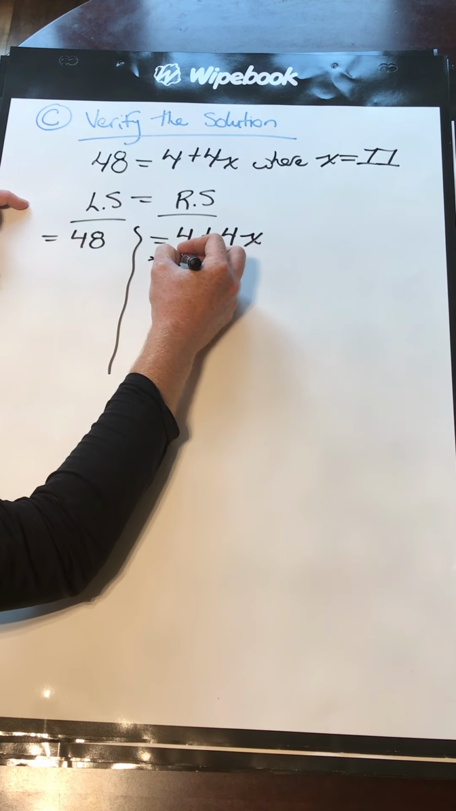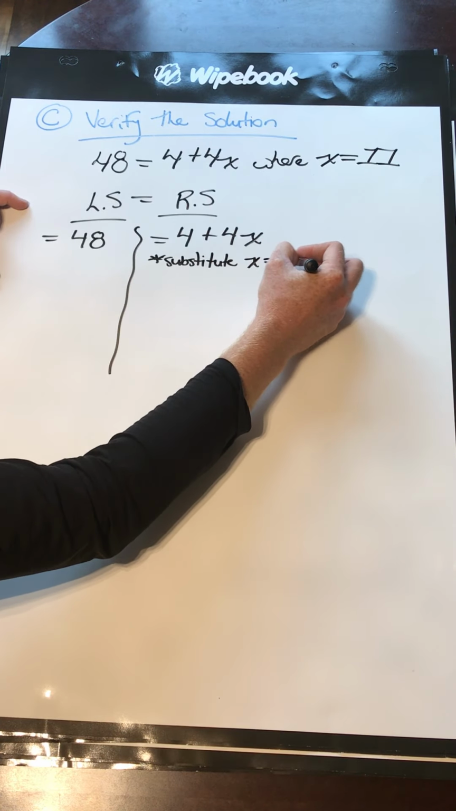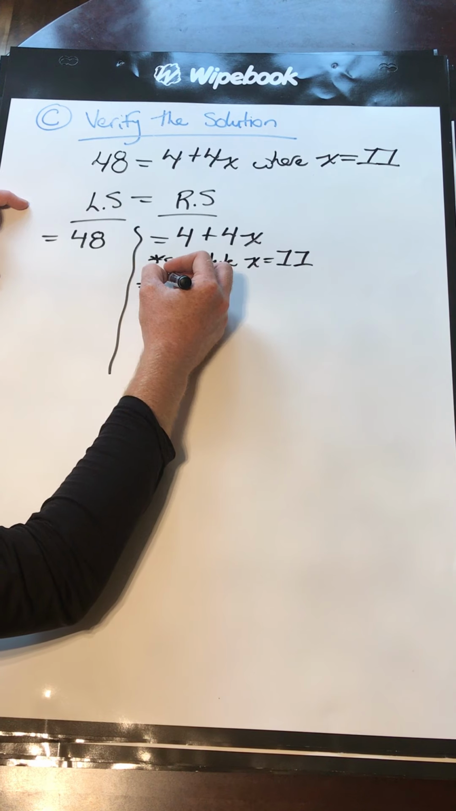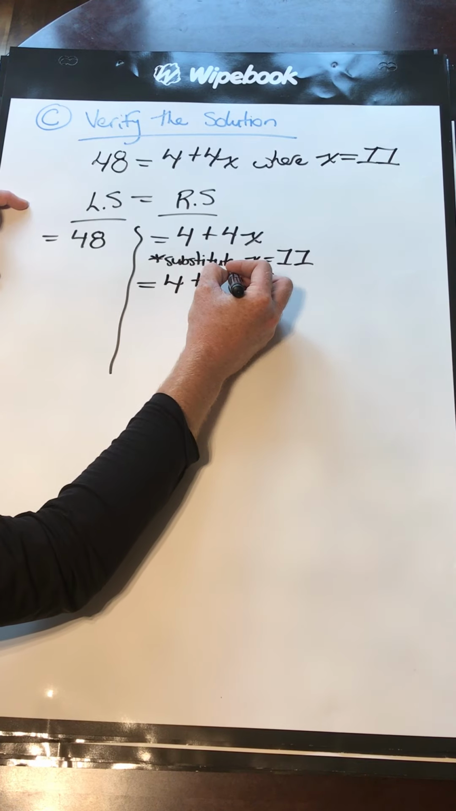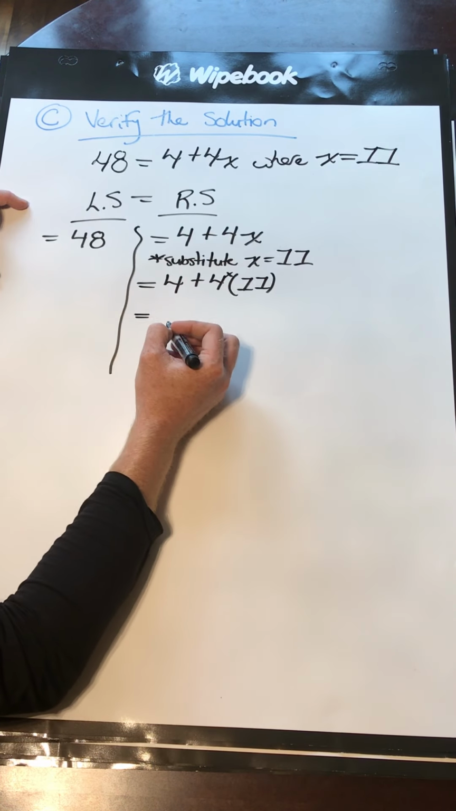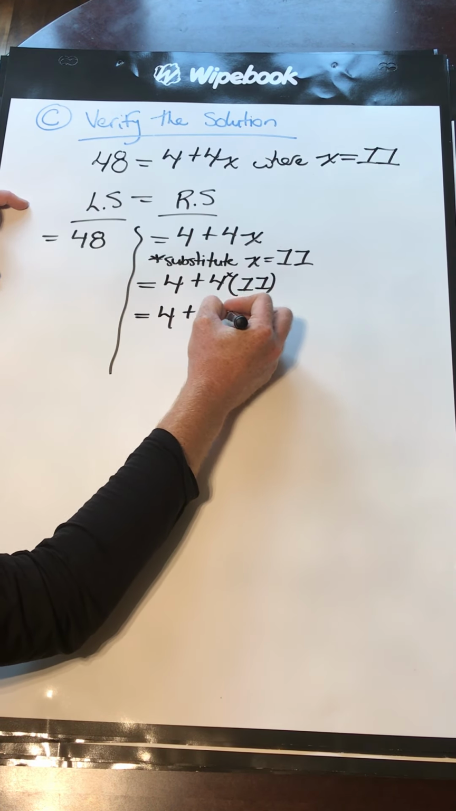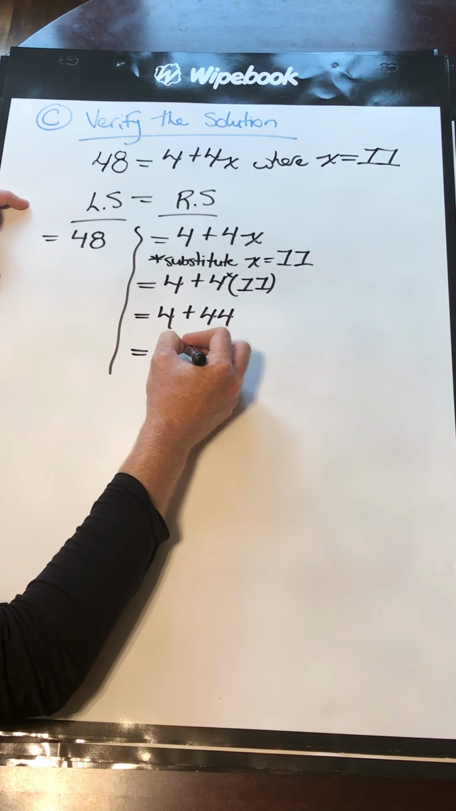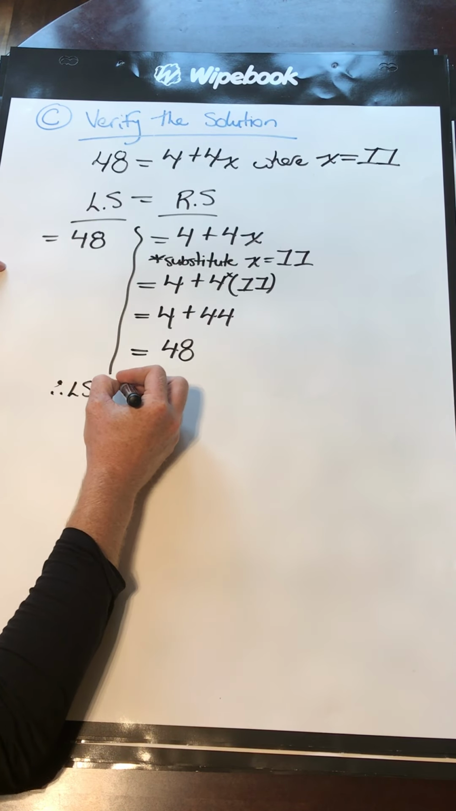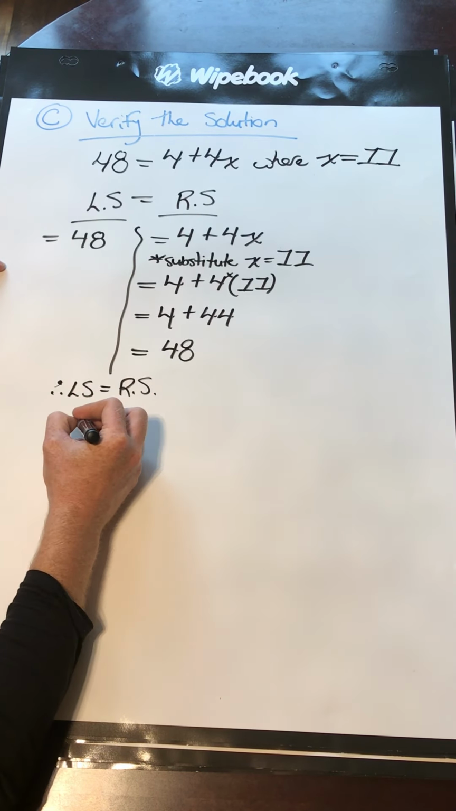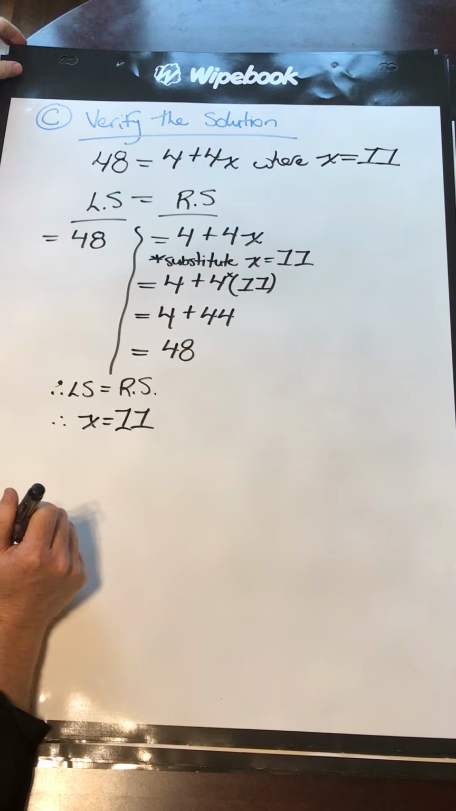I'm going to substitute x is equal to 11 in, and when I do that, I get 4 plus 4 times, remember these brackets mean itty bitty times in there, so I use my BEDMAS rules, multiplication before addition, 4 plus 44, I add these, 4 plus 44 is equal to 48, therefore left side is equal to right side, therefore x is equal to 11.